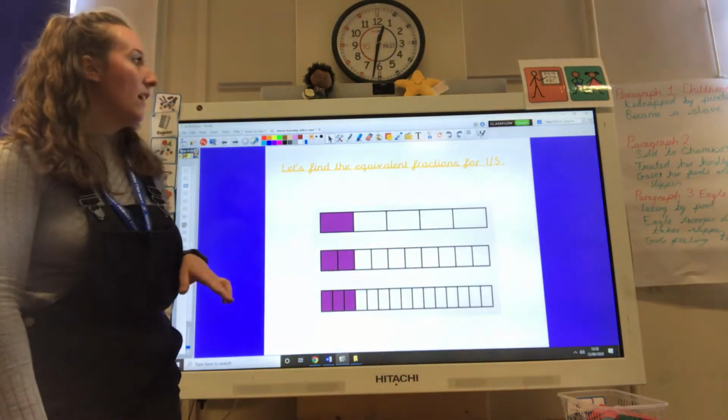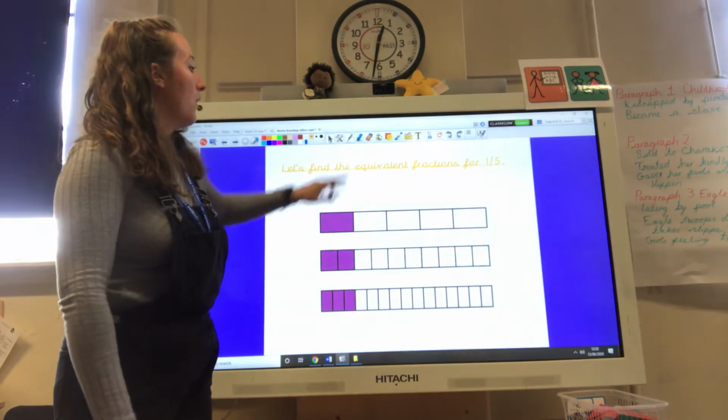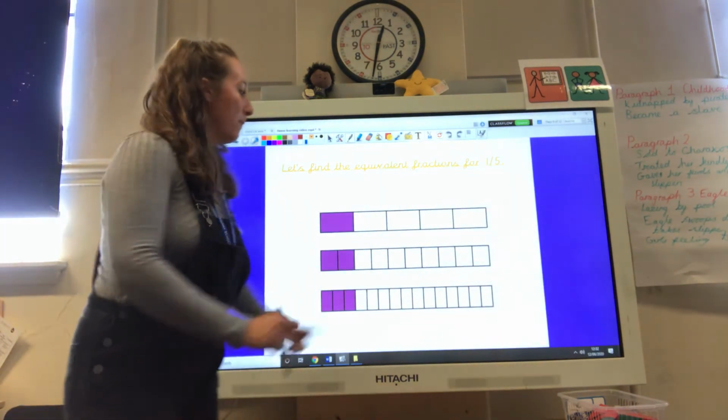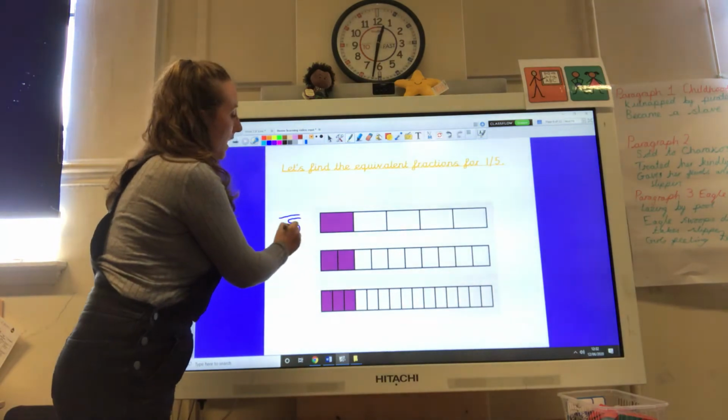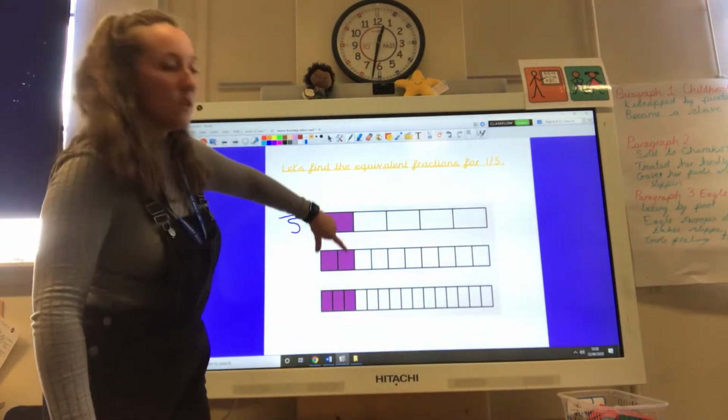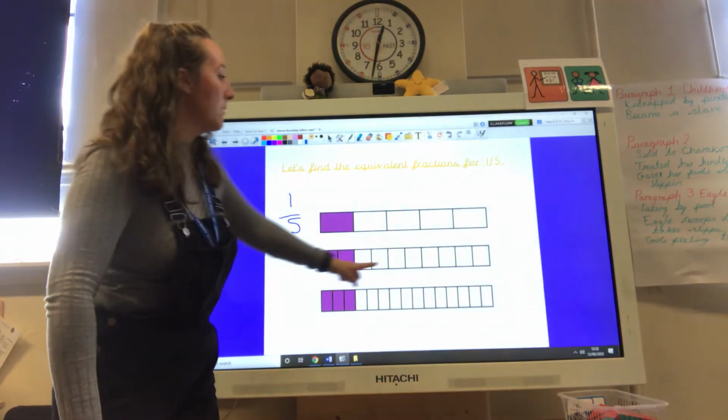So let's have a look at the equivalent fractions for 1/5. I'm going to start at my top. 1, 2, 3, 4, 5 pieces. So my denominator is 5 and 1 is shaded, that's 1/5. I can see using the purple part that this is the same as this fraction.